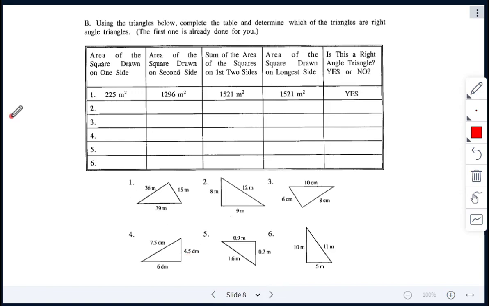All right, let's look at this chart here. This is in the 7.3 module where we are filling in this chart. So the first one is done for us. So the first one is correlating to this triangle here. All right, so that's how this chart works. So number 1 is number 1 here. So we look at our area of the square drawn on one side. So 15 meters here. 15 squared is 225.